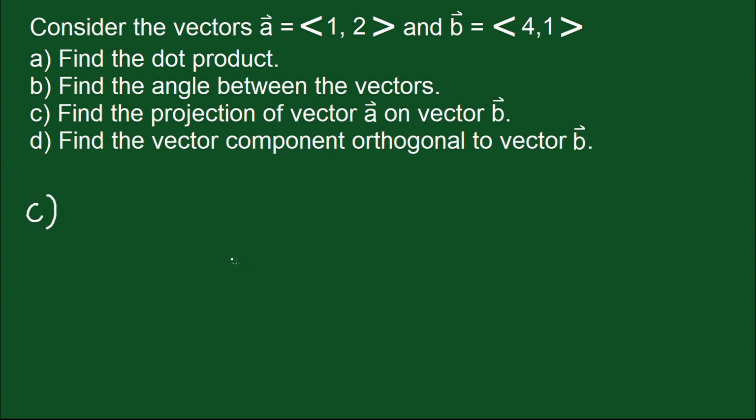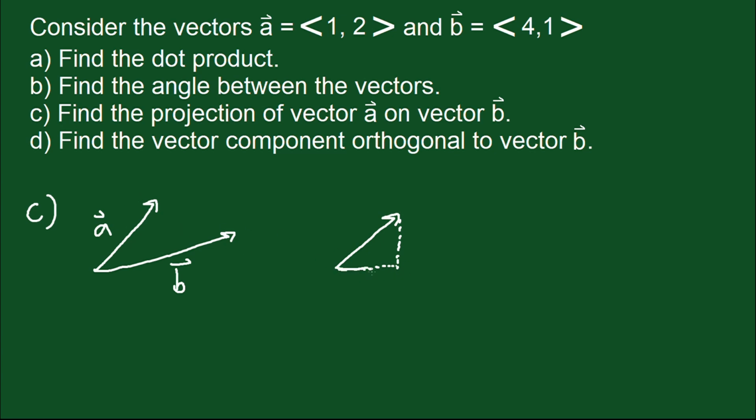Okay, part C says find the projection of vector A on vector B. I'm going to make another sketch here just to help us imagine what's going on. This is your vector A, and this here is your vector B. So what does it mean when it says find the projection of vector A on vector B? Well, remember when we had vectors and you wanted to find the x component and the y component? Those were really projections of your vector on the x axis and y axis, or the x direction and y direction. We're going to do the same thing here.